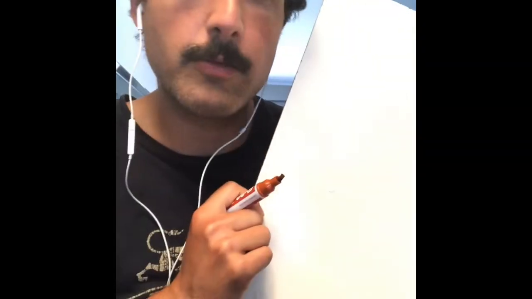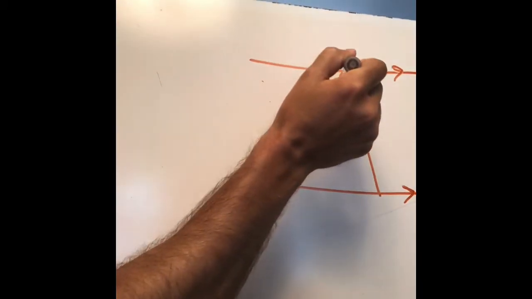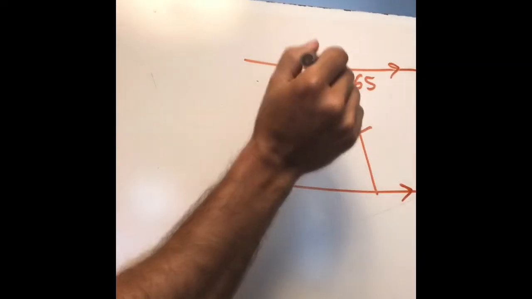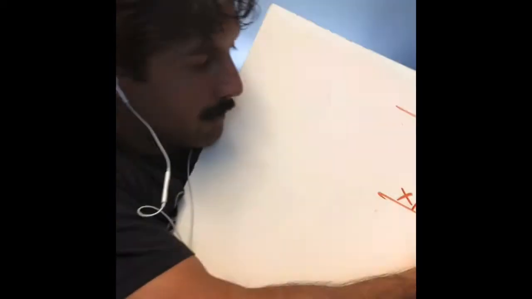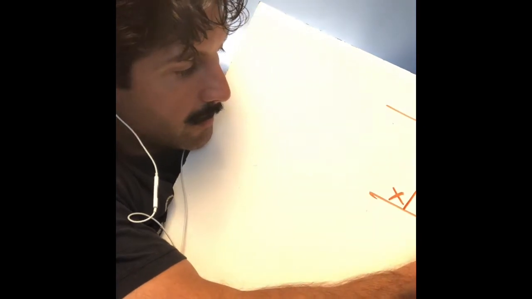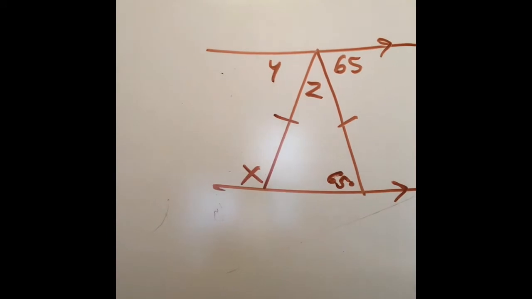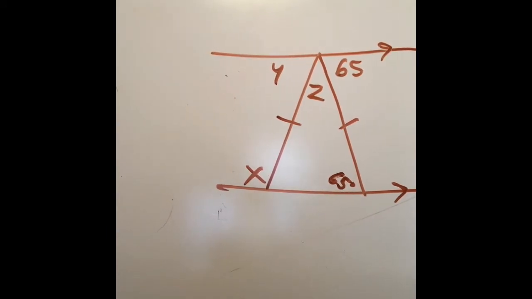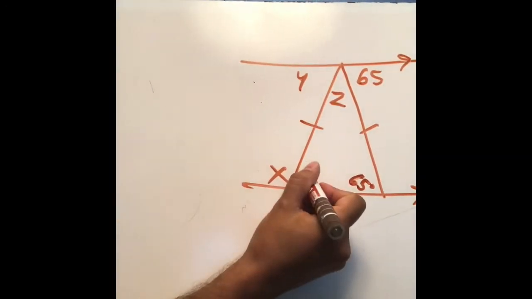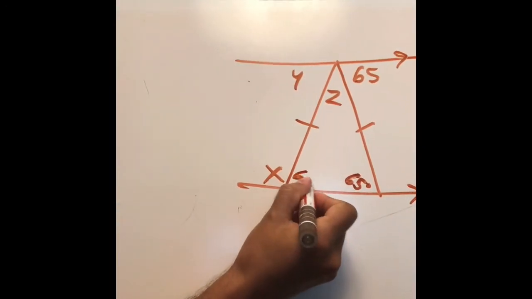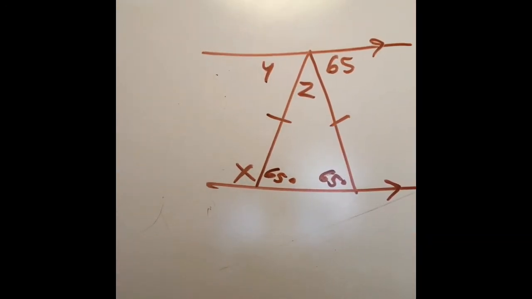So let's break this down with a Z pattern. We've got the 65 coming to the Z. So that's got to be 65 degrees because of Z pattern. So now we have a Z pattern, 65 and a 65, and we have a specific type of triangle. It's isosceles, so we know that this is 65 as well. So that's a total of 130 degrees.